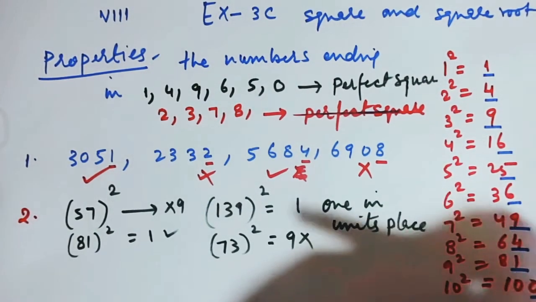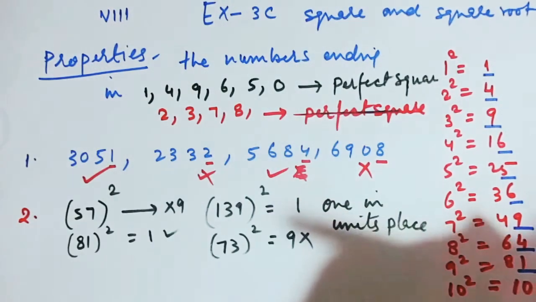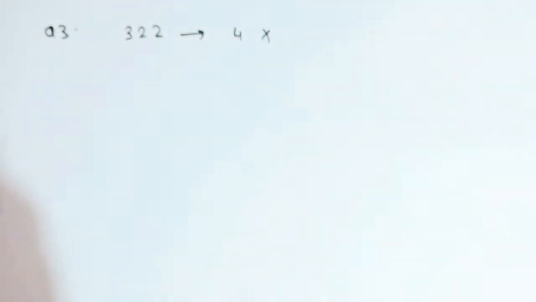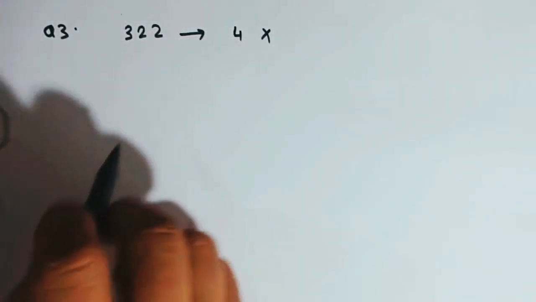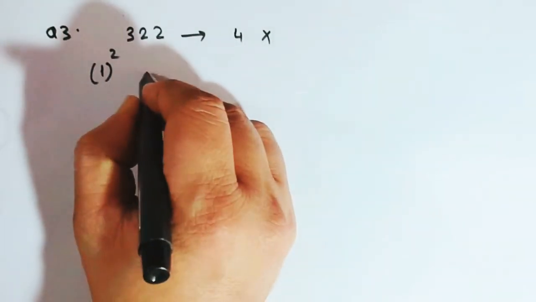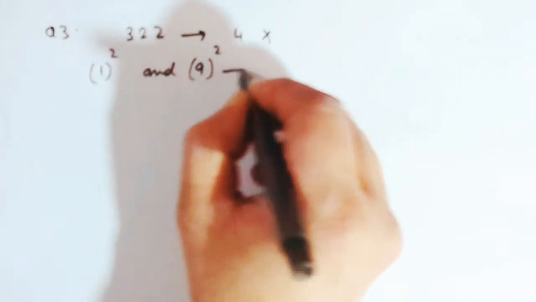Which of the following numbers will not have 1 in its unit place? Naturally, number 3 says, for example, 3 2 2 is a number given. Now they are saying which of these numbers will not have 1 in their unit place. Have a look. When you find its square, you will get 2 twos are 4 in the unit place. So naturally it will not have 1 in its unit place. The squares of the following numbers will not have 1 in the unit place, and only 1 square and 9 square will have 1 in its unit place.